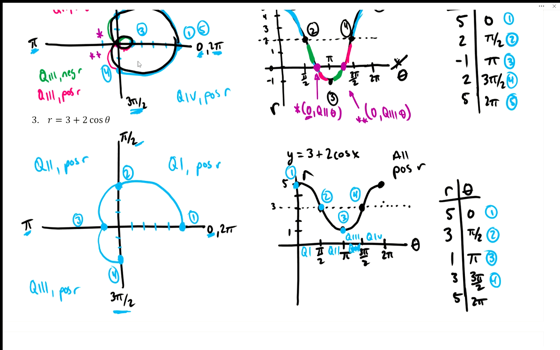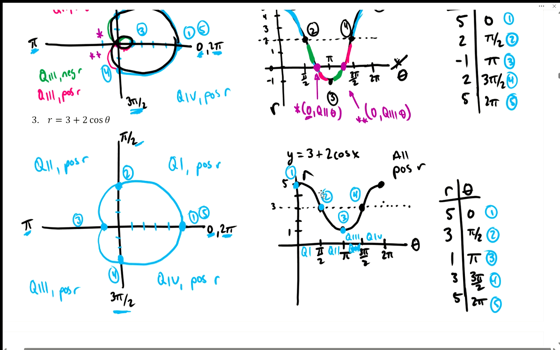And then now the last point, number 5. 5 and 2 pi. Okay, so here's angle 2 pi. 5 is back to the start. And then I would be in quadrant 4, but all the radii are positive. So that means they should all be in quadrant 4, connecting that, something like this. Okay, so what we get out of this is it's a dimple. So it's hard to tell based on the shape.